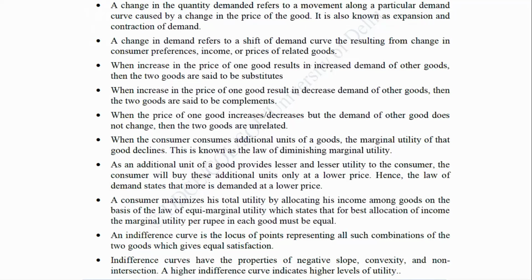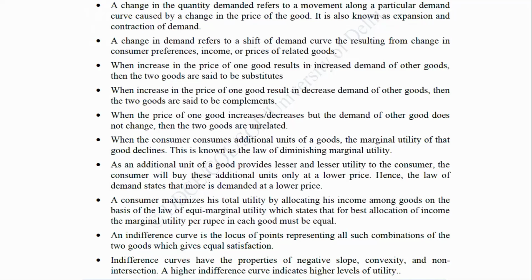Number 3. When increase in the price of one good results in increased demand of other goods, then the two goods are said to be substitutes. Number 4. When increase in the price of one good results in decreased demand of other goods, then the two goods are said to be complements. Number 5. When the price of one good increases or decreases, but the demand of other goods does not change, then the two goods are unrelated.